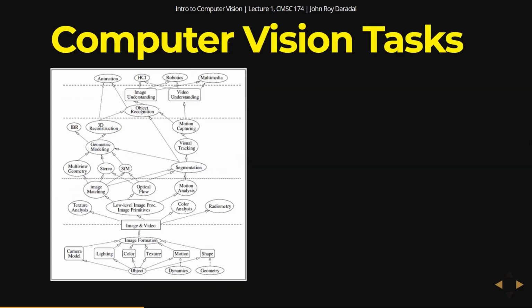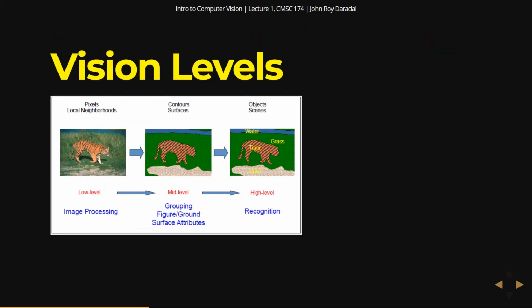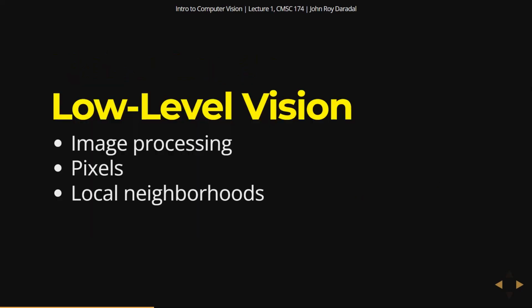Now, with all of these images in hand, what can we do with them? What are the tasks for computer vision? Usually we divide the tasks into 3 levels. There are the low-level tasks, which are concerned with image processing. Then the mid-level tasks, which are concerned with grouping pixels together. And then the high-level tasks, which are about recognition. Those are the 3 levels. So let's start with low-level vision.